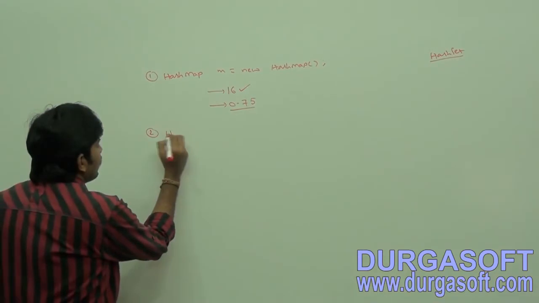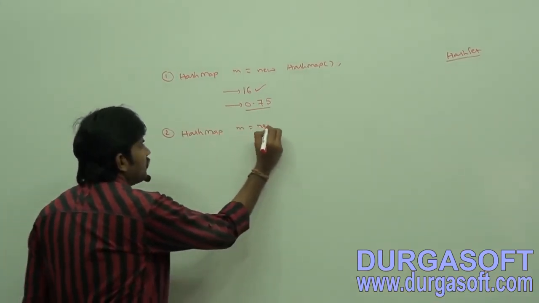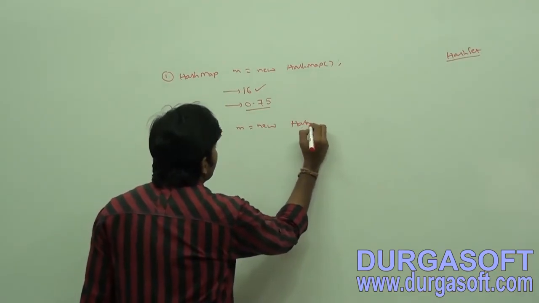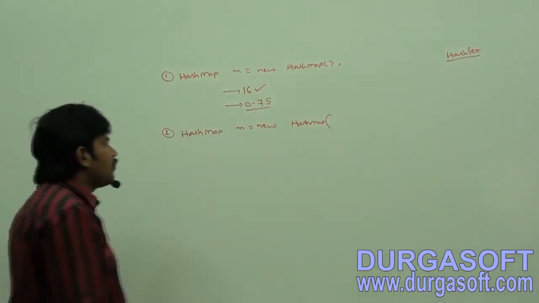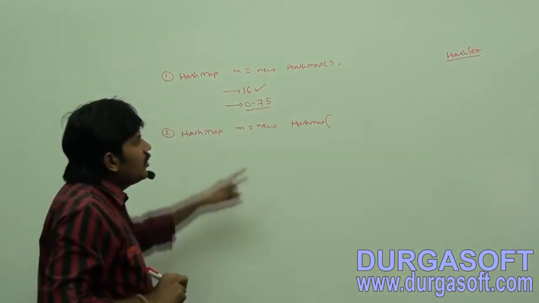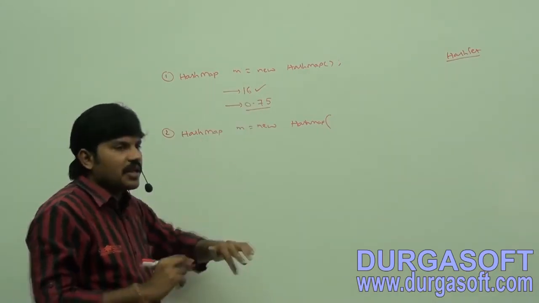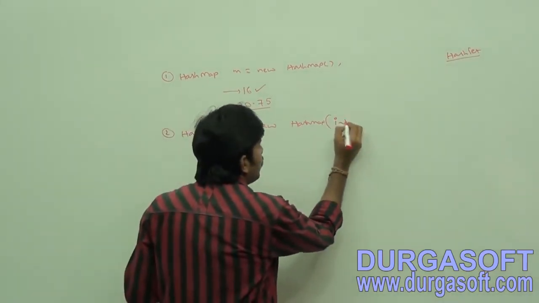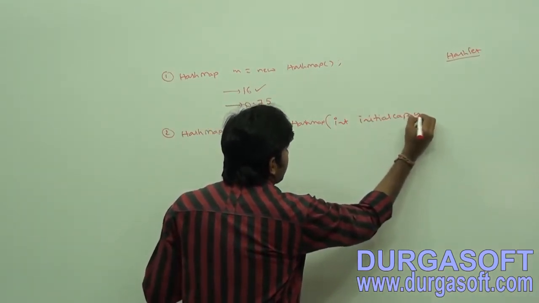Second constructor: HashMap m = new HashMap of int initial capacity. If I don't want 16 and want to customize the initial capacity, then no problem.